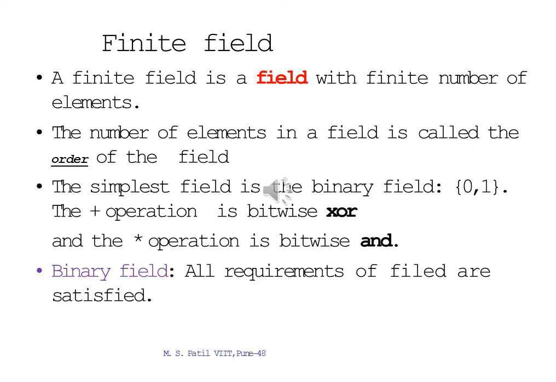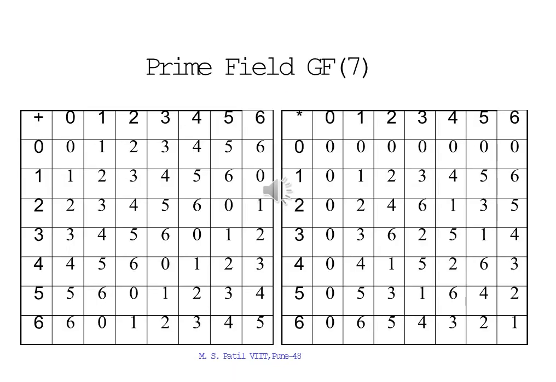Now we are going to extend this concept in the next slide. Right now we have a binary field where the order is 2, that means it has two elements. If I have more elements, how will the field look? So let's go to the next example. The next example that we consider here is a prime field which has 7 elements. The elements are 0 to 6.